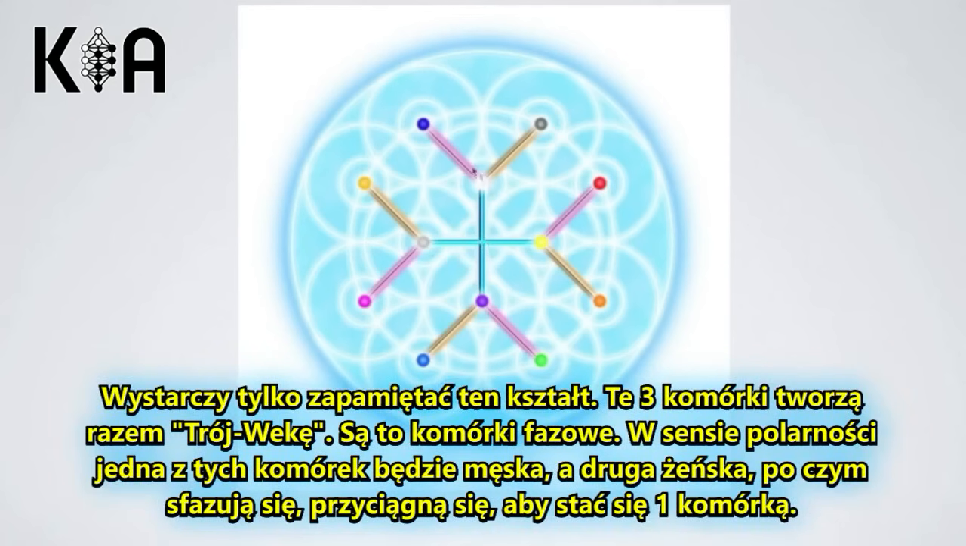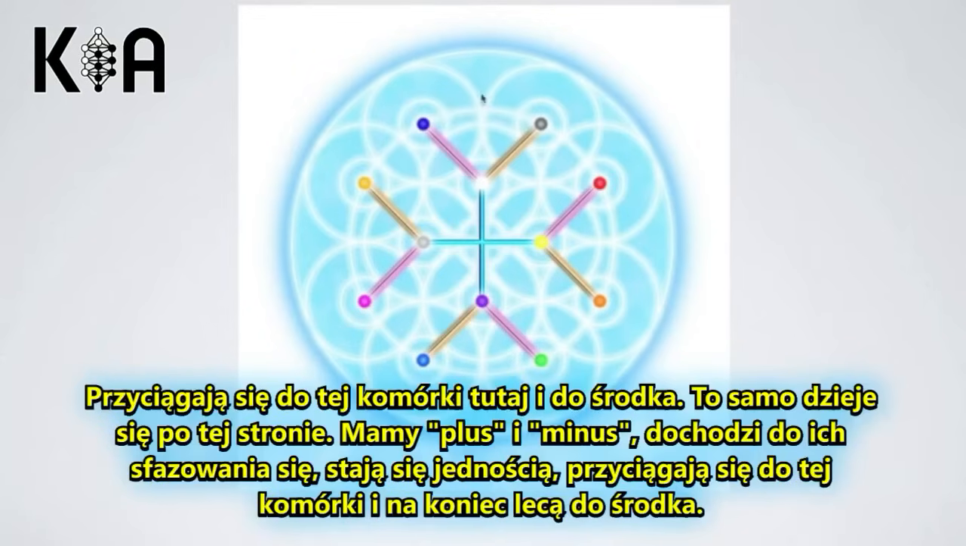So if you just remember this shape, what it actually is these cells here, these 3 cells together, they form something called a trivector. And what they are, they're phase cells. So one of these cells will be a male positive, and the other one will be a female negative, speaking in terms of polarity. And what happens is these 2 cells will phase together. They pull together to become one, and then they pull into this cell here, and then they pull into the center. And the same thing happens with here. You've got a positive and a negative. They phase together to become one, pull into this cell, and then pull into the center.